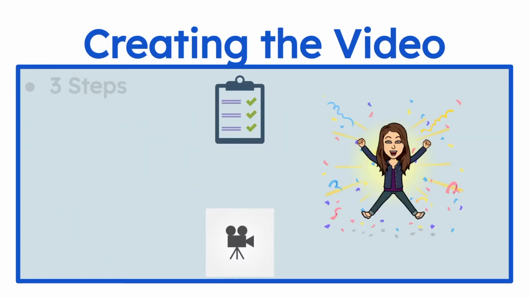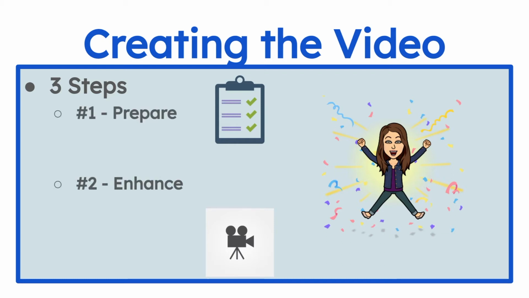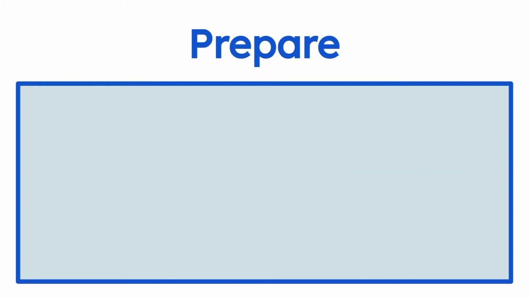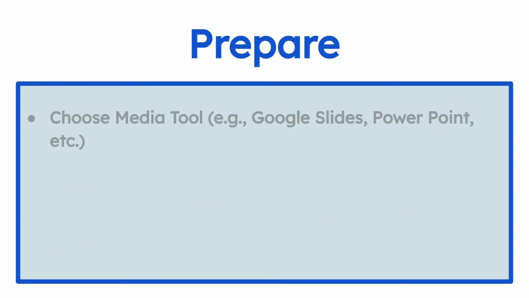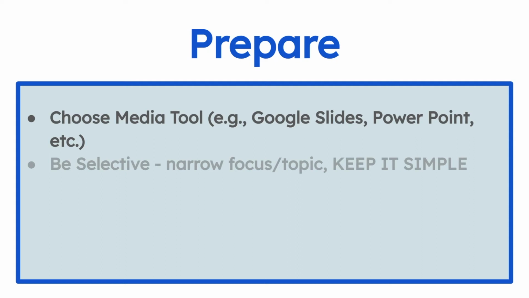So, there are 3 steps to creating a video. First, prepare, then enhance, and finally record. Let's take a closer look at these 3 steps. First, we want to make sure we're prepared to make our video. Choose a media tool in which you're going to put your content. Google Slides or PowerPoint are great choices, but there are lots of other choices out there as well.